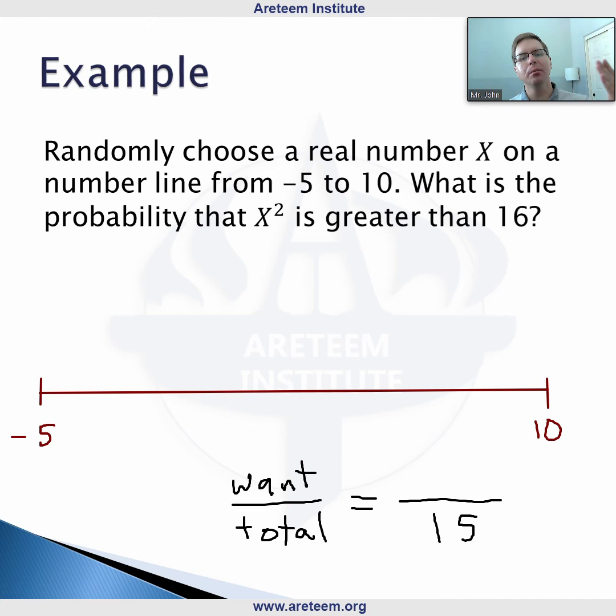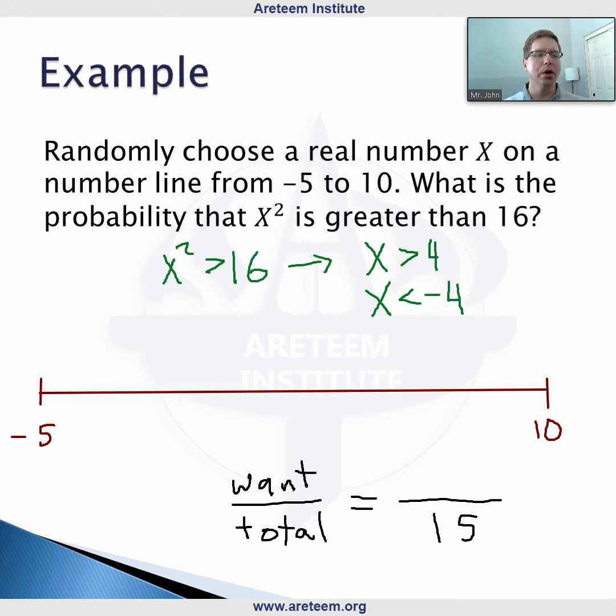So we choose a number x, and we want x squared to be greater than 16. If we square our number and it needs to be bigger than 16, how can that happen? This tells us that either x itself is bigger than 4, or x is less than negative 4.